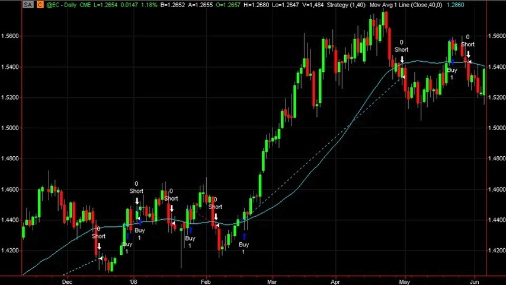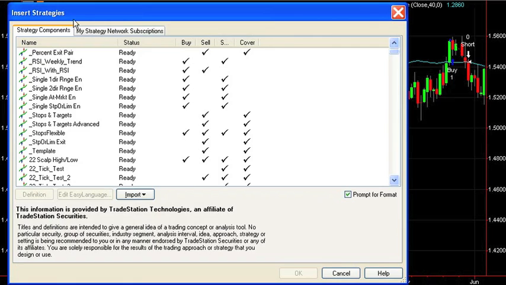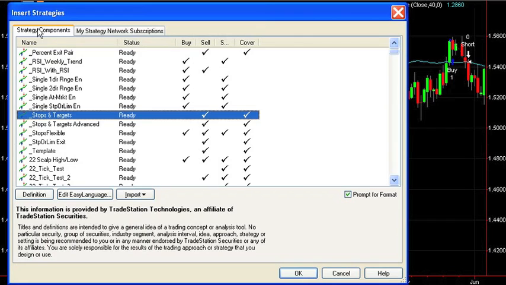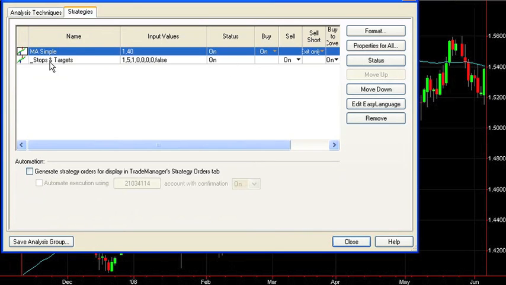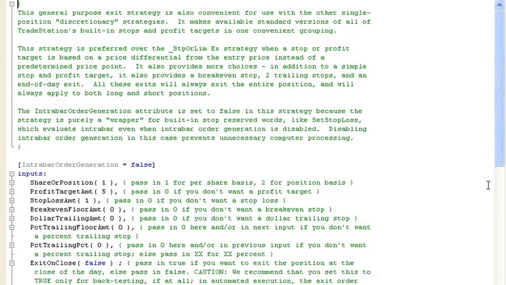Back at TradeStation, if you go under Insert Strategy, you'll find that there's a strategy called stops and targets. All right, let's open this, and this gets inserted with our moving average strategy. Here's our moving average strategy, and here's our stops and targets. Let's open this up in EasyLanguage real quick in the EasyLanguage editor.